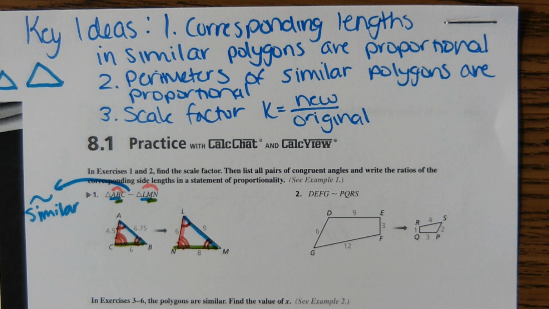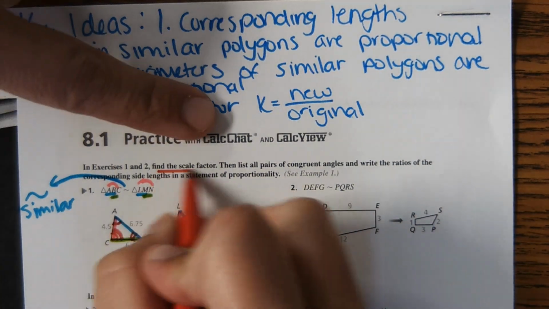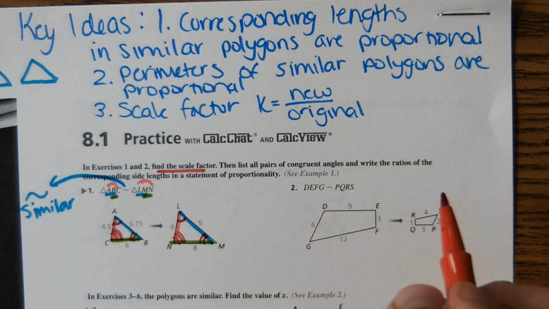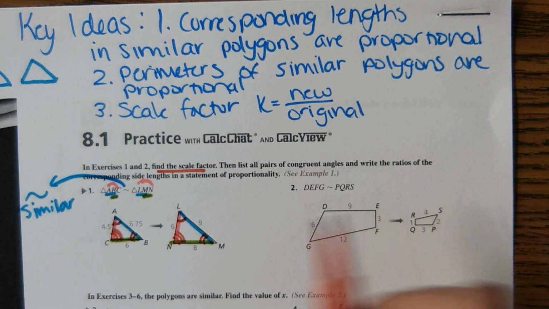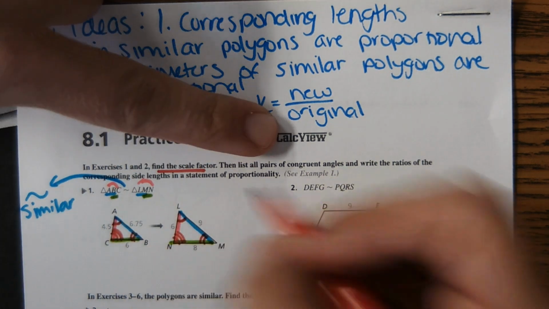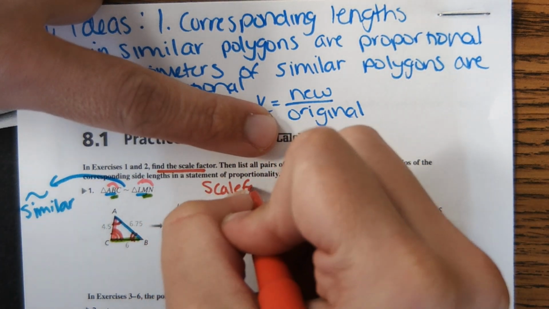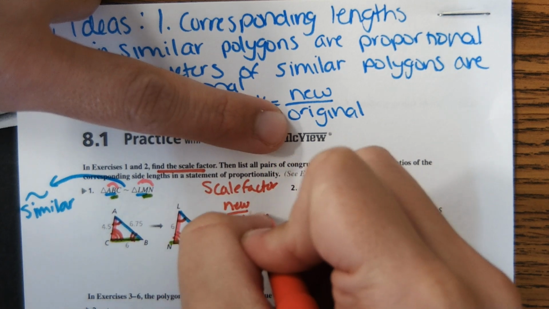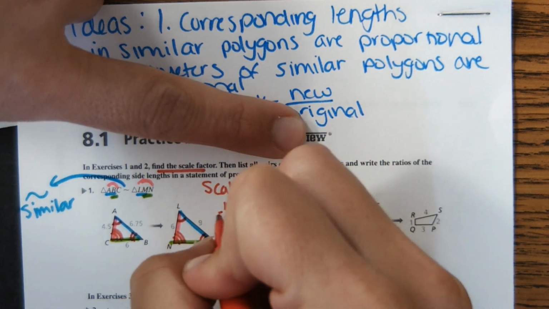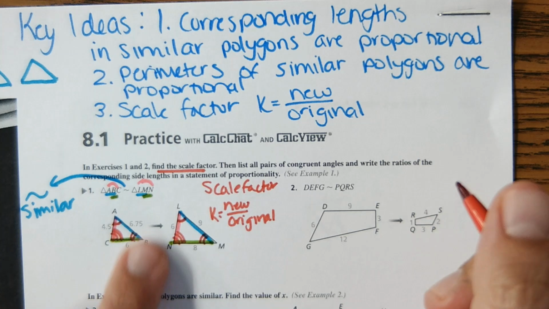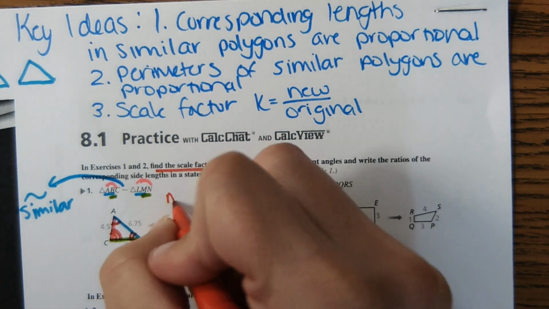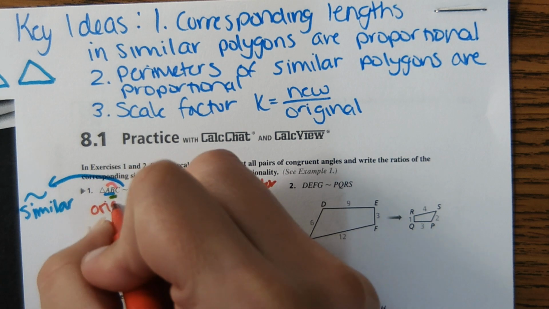Okay, in the question, it also says to find the scale factor. List all the pairs of congruent angles, which we showed, and write the ratios of corresponding side lengths in a statement of proportionality. So when we find scale factor, it's always new over the original. And then the abbreviation for scale factor is K. So it shows this little arrow here saying it's going from this one to this one. So this here is our new shape, and then this one is our original.